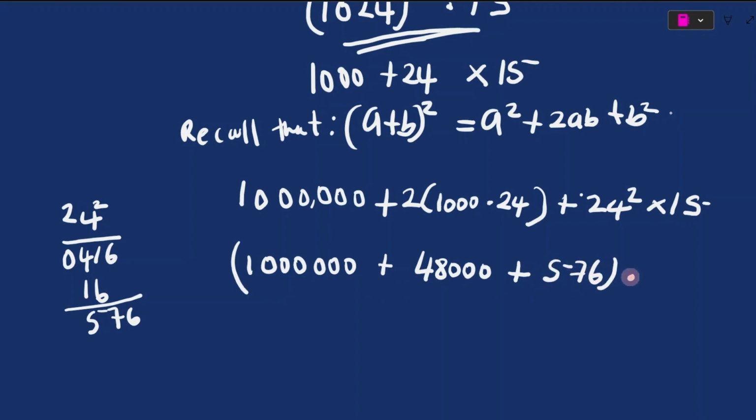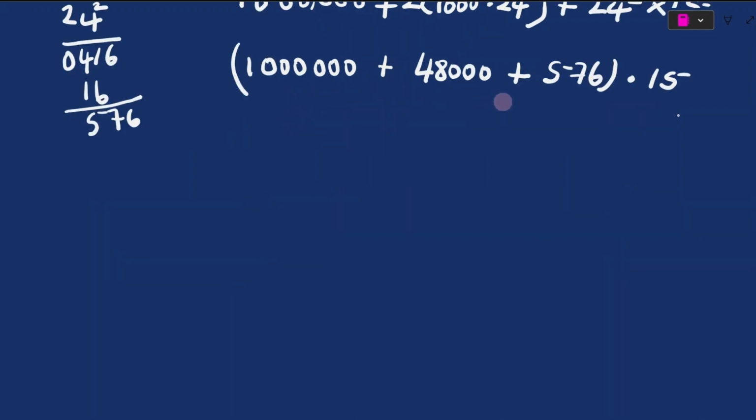576 multiply 15. This can be added to give us 1,048,576. If we check, if we add it, you will see it too. And this is the addition, the correct answer.